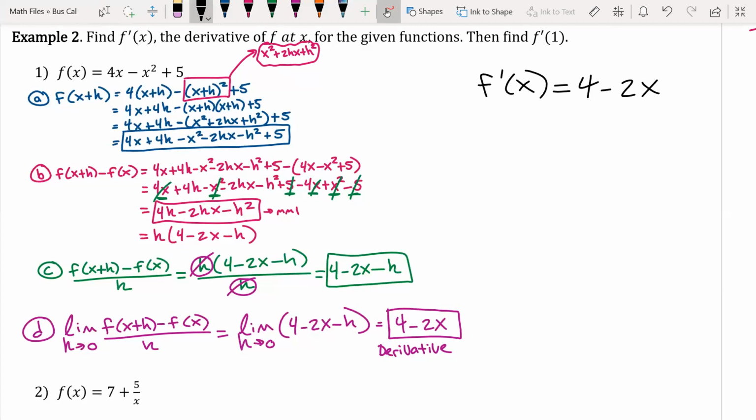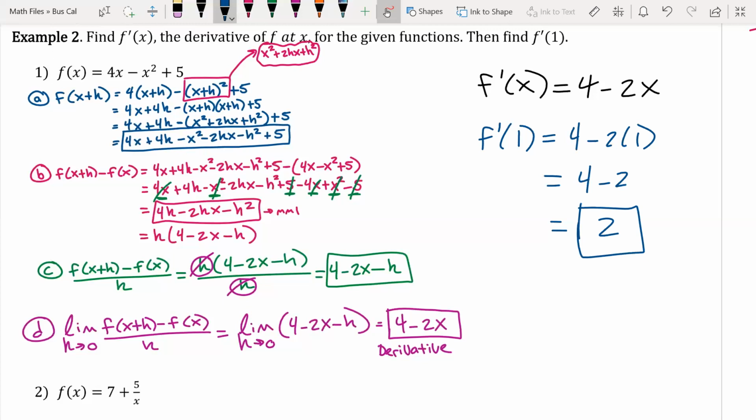There it is. And now there's one more step. It says find f prime of 1. So all that says is take 1 and plug it into the derivative. That's it. F prime of 1 gives me 4 minus 2 times 1, which gives me 4 minus 2, which gives me 2. So what this is saying is that when x is exactly 1, the slope will be 2 for this original function.